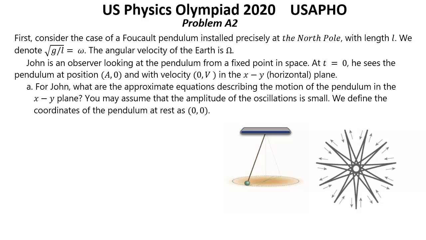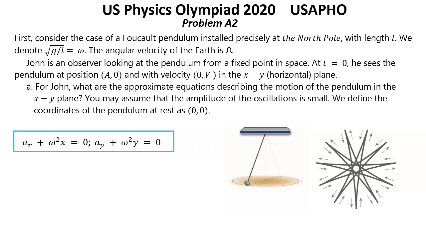Because John's reference frame is inertial and the point of attachment is stationary, this is a free-moving pendulum obeying simple harmonic motion in each axis. It means that our equations are a_x + omega squared x = 0 and a_y + omega squared y = 0. That was the answer for question A.